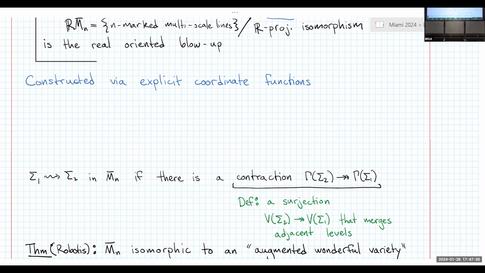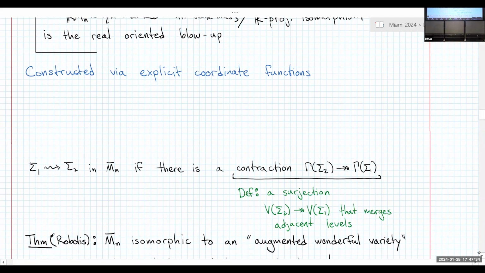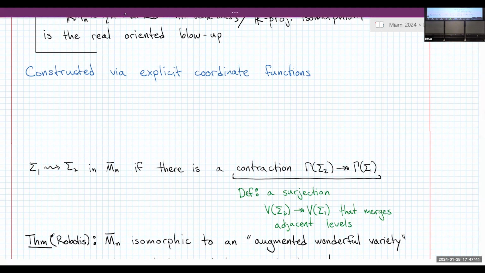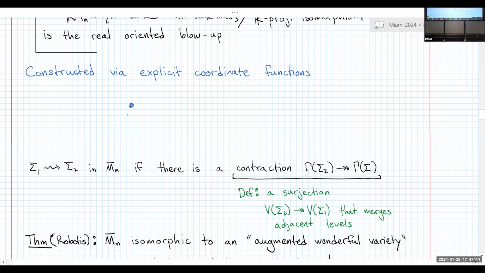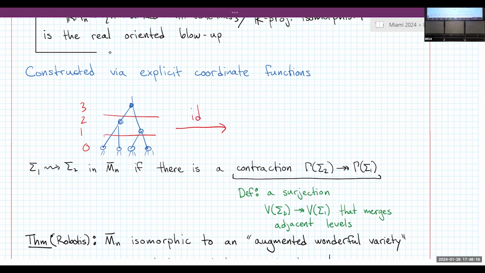So basically, there's a kind of formal definition, but what it really means is that a contraction is just a surjection on vertices that smooshes together some levels. So for instance, I can draw a picture of what I mean by a contraction. Let's say you have some points. This is a dual tree, and these are slightly different levels, but an example would be the identity map. So this is level 0, 1, 2, 3, but a contraction example would be the identity map, but now where the two middle things are on the same level.